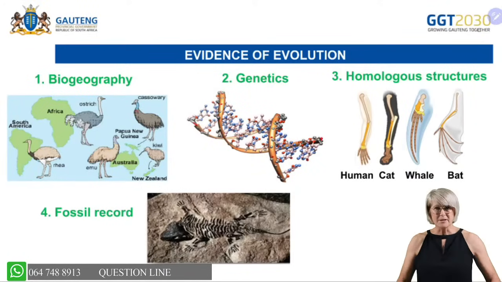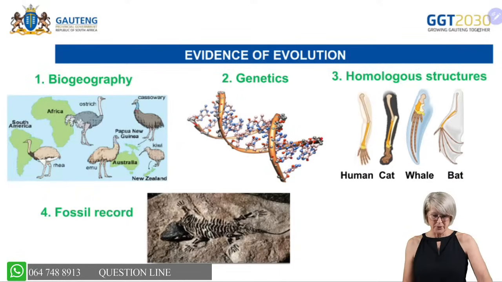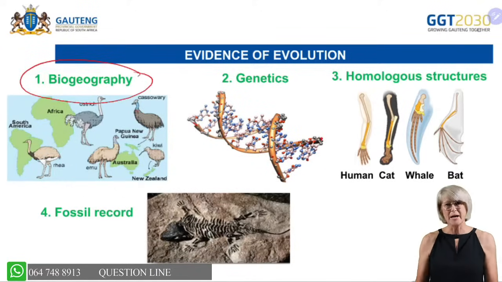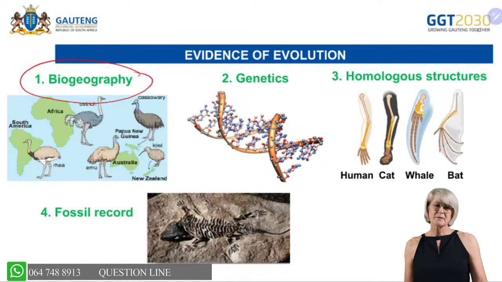Right, now the evidence. There are 4 lines of evidence that you need to know. You don't need to know it in great detail, but you just need to know how it is evidence of evolution. The first one we have a look at is called biogeography, and that is linked to your grade 10 syllabus, where you learnt about continental drift. That is where the continents broke up.